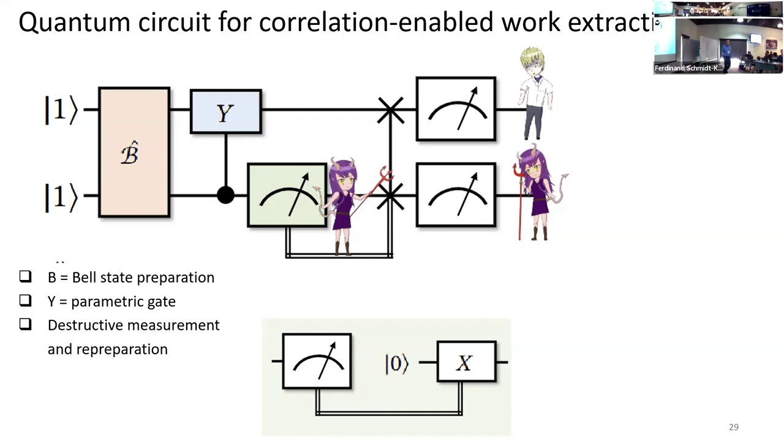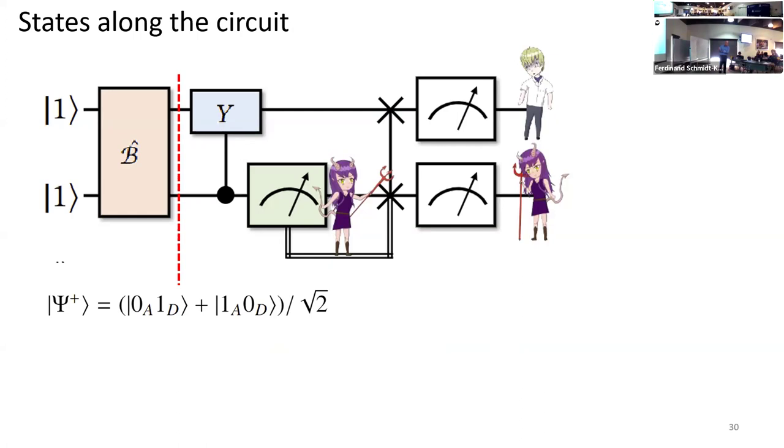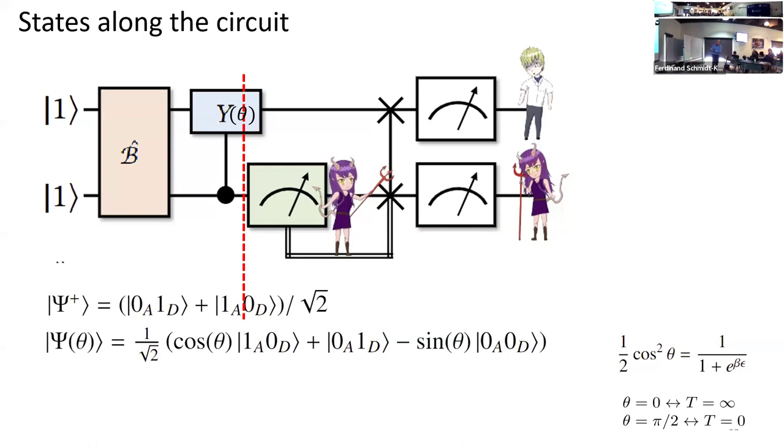The Bell state is this one. I just look at what the state is here. It's zero of the agent, one of the daemon, plus one of the agent, zero of the daemon. Okay, that is this state. Now comes this Y of theta, which is this conditional rotation. And the state which is generated looks quite similar.